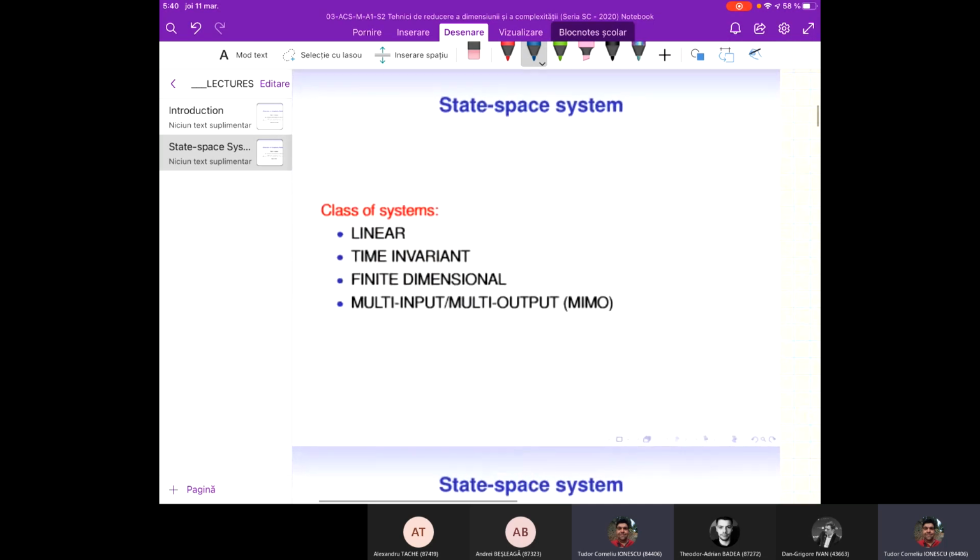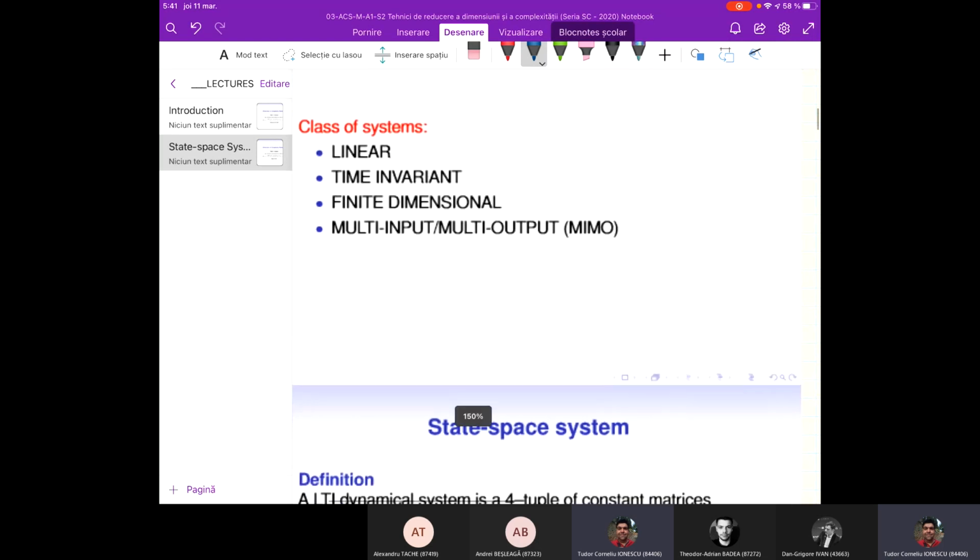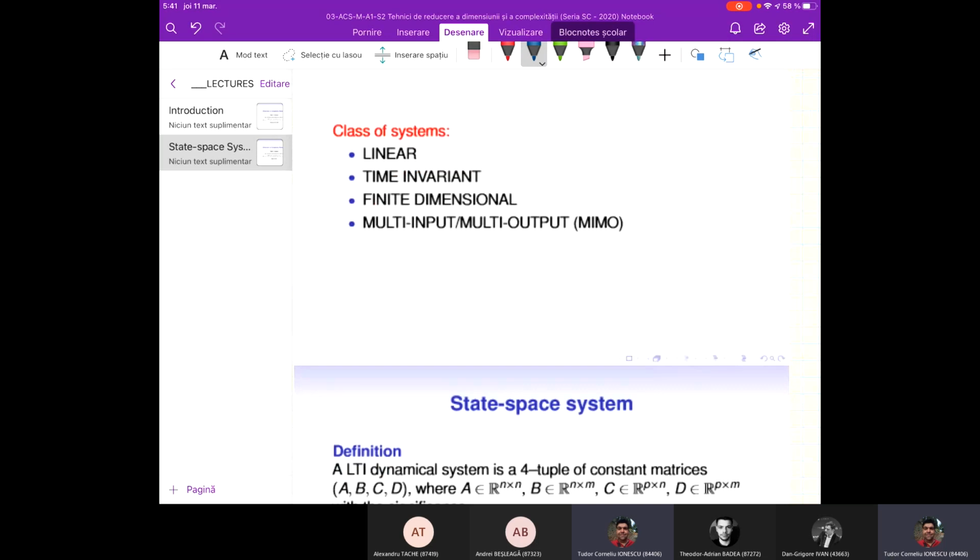Again, the class of systems we are trying to study in this state space context are linear, time invariant, and finite dimensional, so they have a finite set of poles. We'll recall what poles are soon. They can be multi-input, multi-output, so they can have more inputs and more outputs. This is MIMO. The particular cases are single input, single output, that's SISO, or single input, multiple output, that's SIMO, or multiple input, single output, that's MISO. So this is the class of systems that we are going to use.